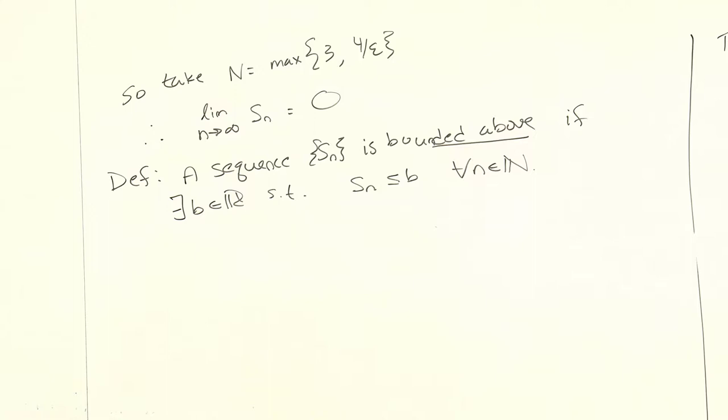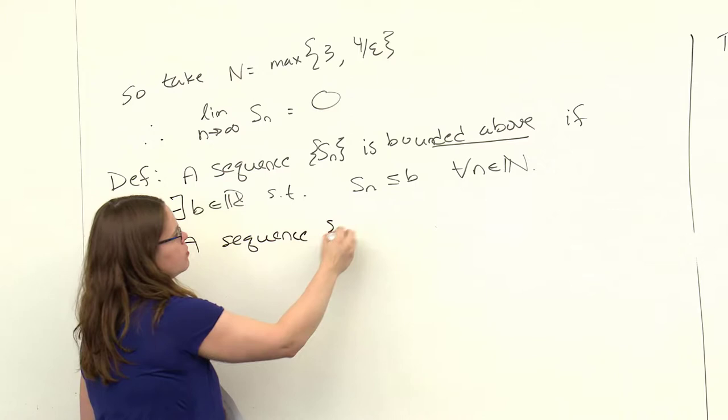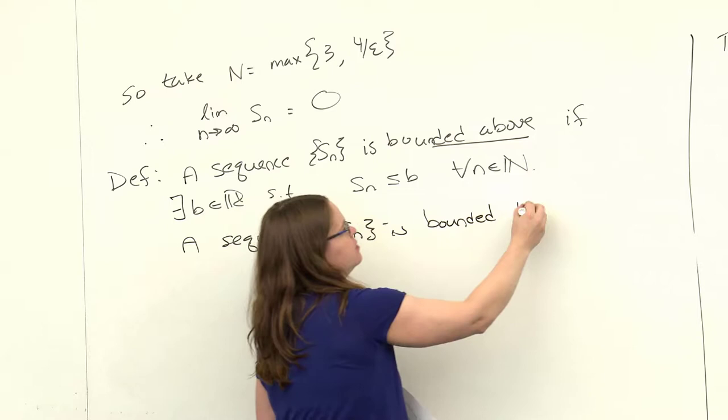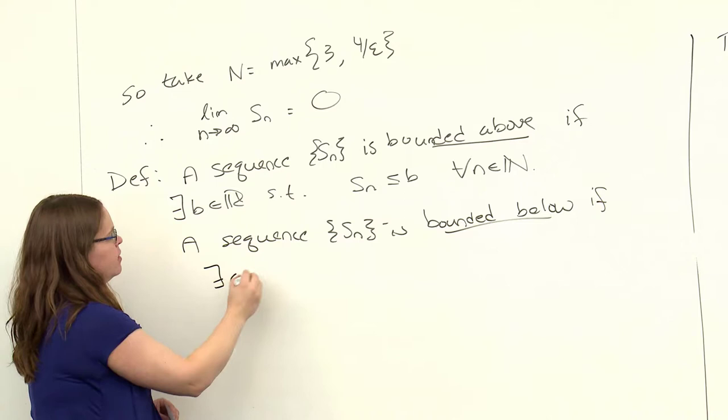Okay, we can have a sequence bounded below. It's bounded below if we do the same thing, but this time we put the bound below it. So, again, there exists some number such that the sequence always stays above that number.